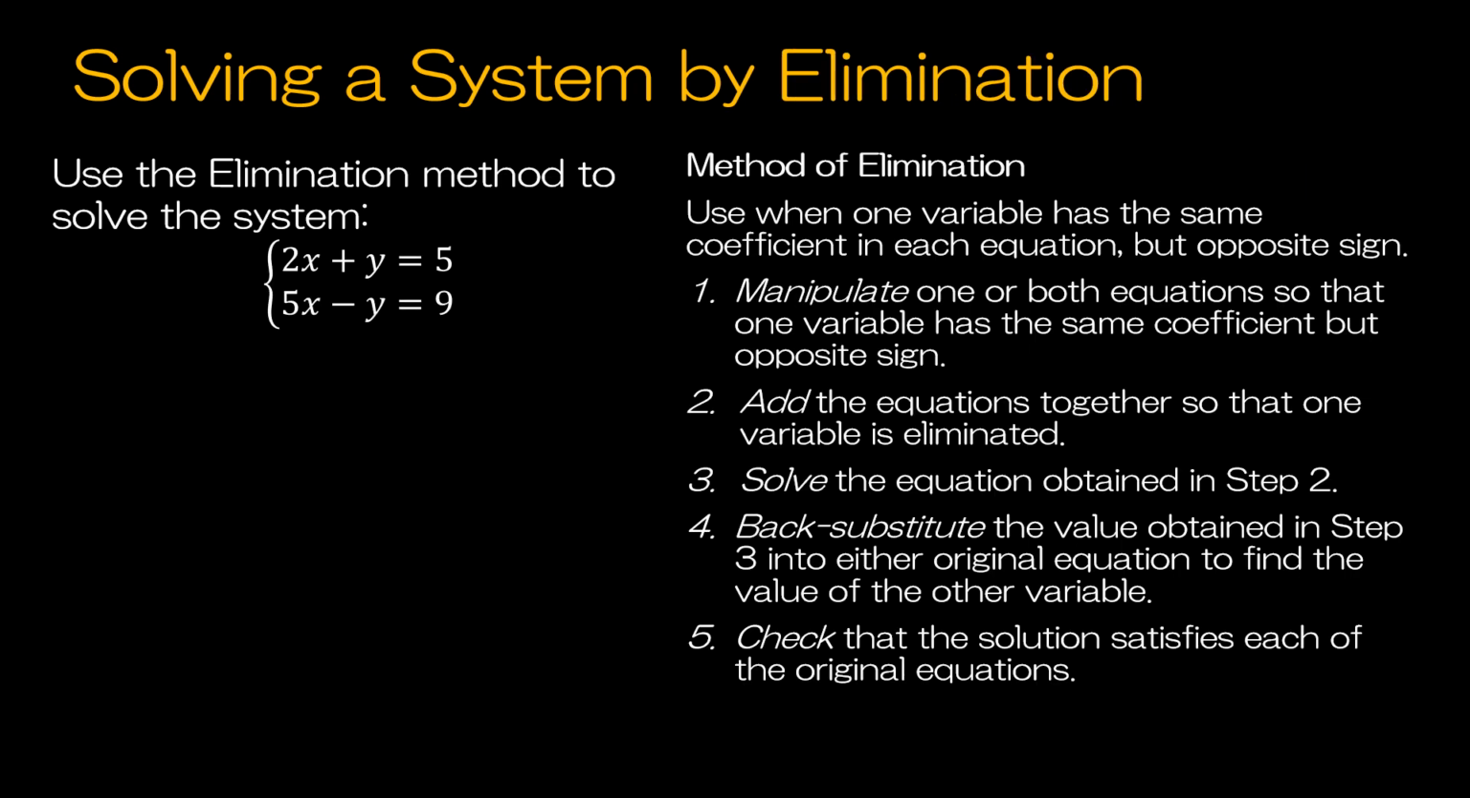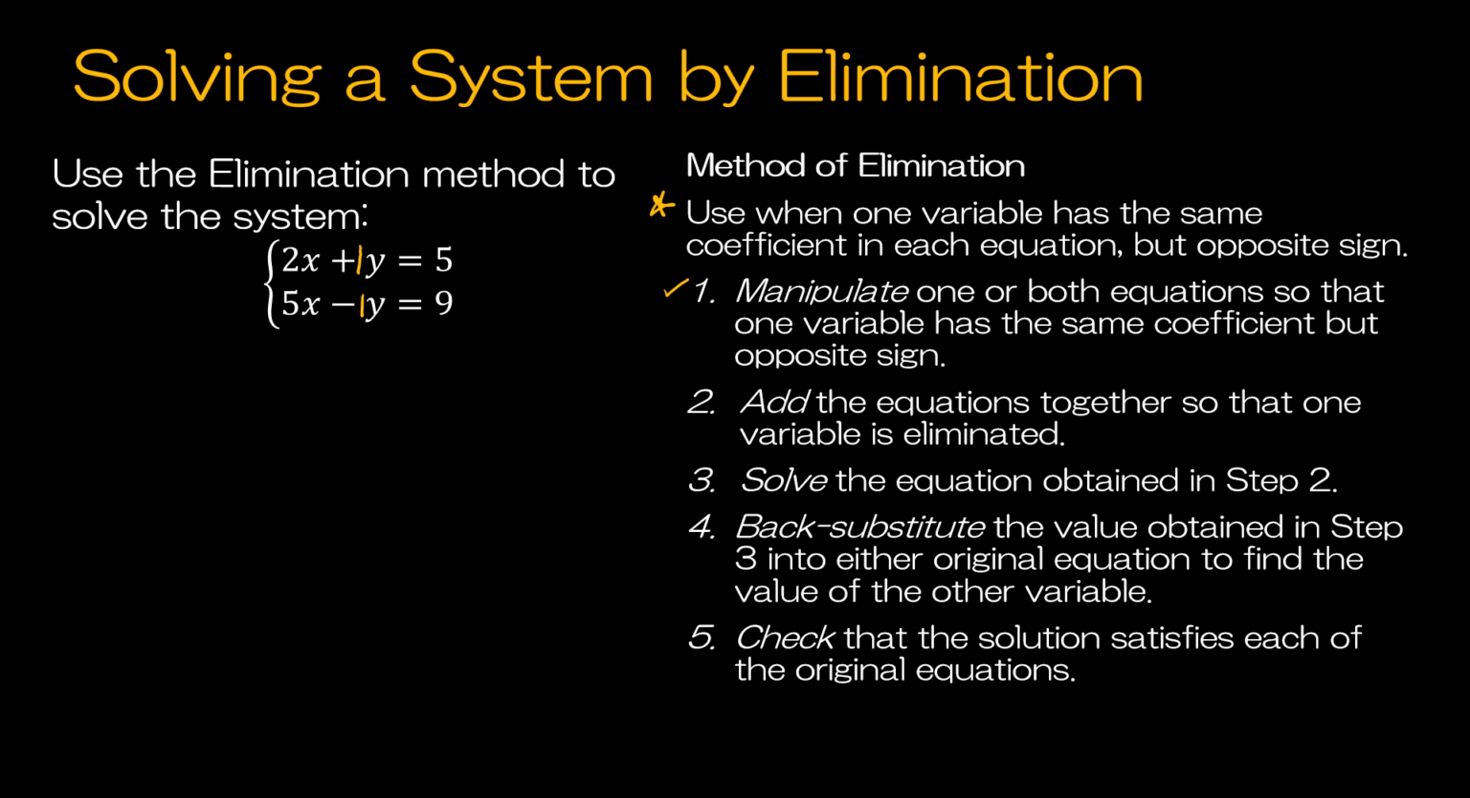We're going to look at both solving a system using elimination and using substitution. Now, I want to point out that your textbook only covers substitution, but elimination is a valid method, and you'll want to use it when you have one variable that has the same coefficient in each equation, but the opposite sign, or you can get it there very easily. So for instance, in this system of equations, I have a positive 1y and I have a negative 1y. So that's the same coefficient but the opposite sign. So I don't have to do step 1. I don't have to manipulate either equation. It's already in that form.